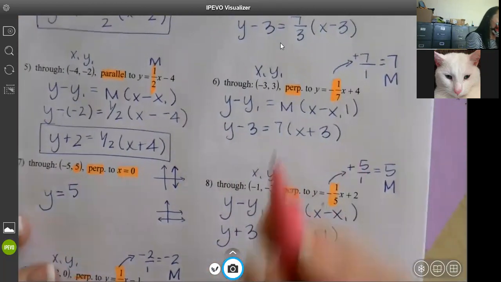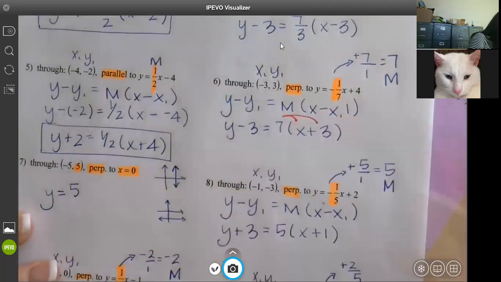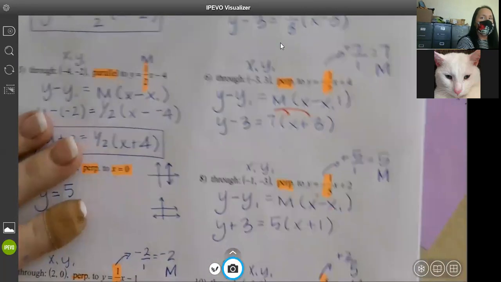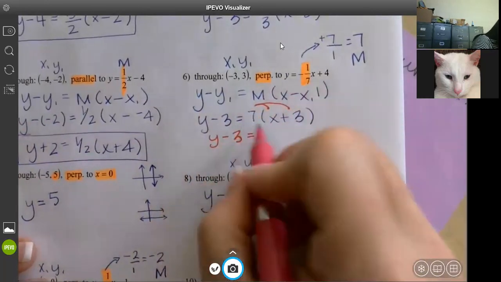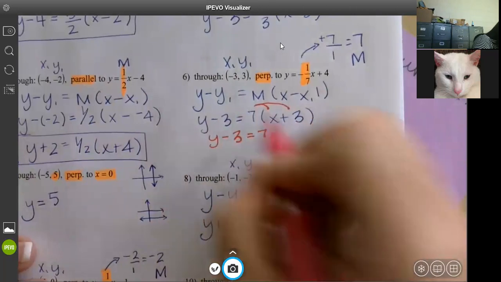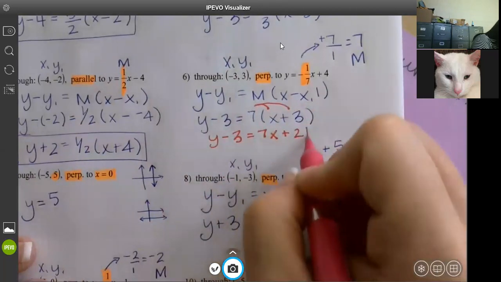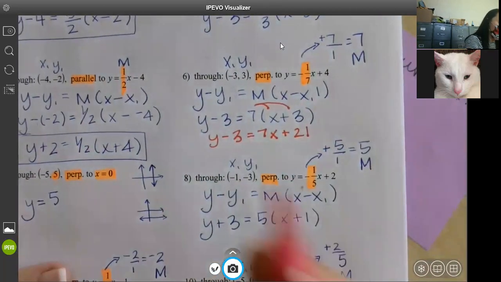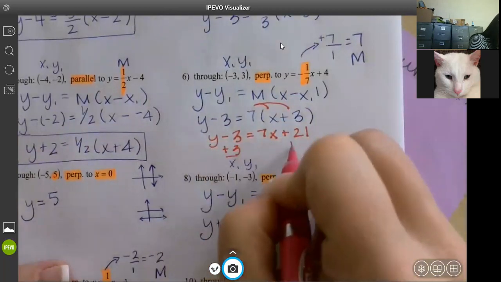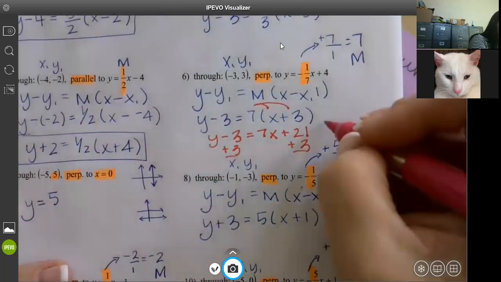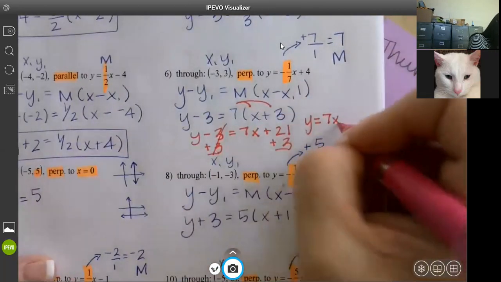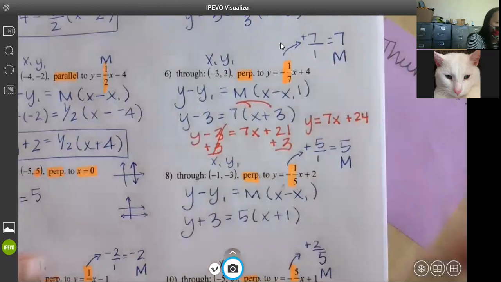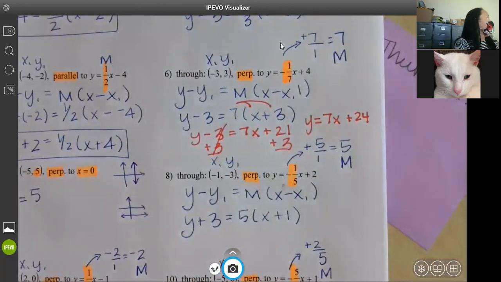The first thing that you would do is distribute. So I'm going back to number 6, and I'm going to distribute it. You get y minus 3 equals 7 times x is 7x. 7 times 3 is 21. And then the last thing you're going to do is add the 3. So if we were trying to put it in that form, it would be y equals 7x plus 24. That's it. So distribute and then move the number with y.